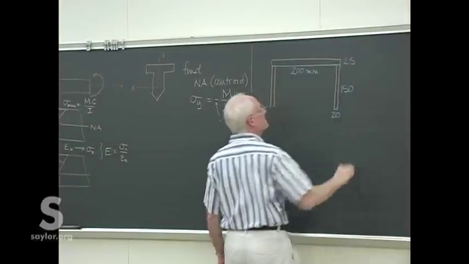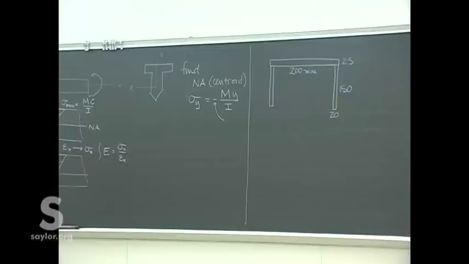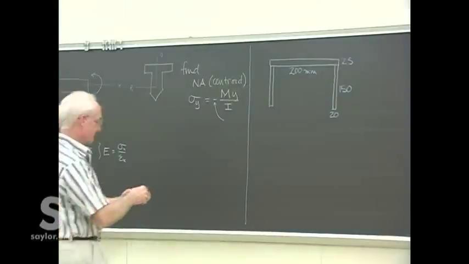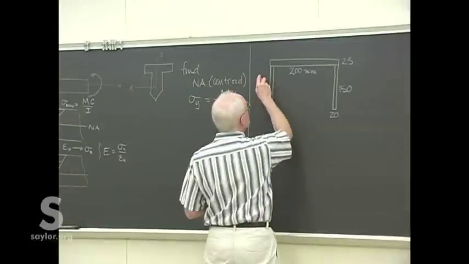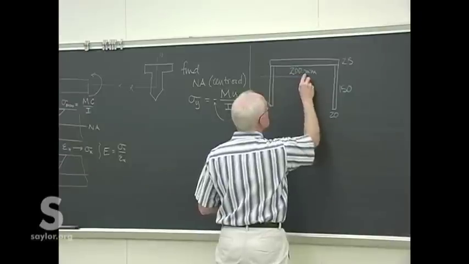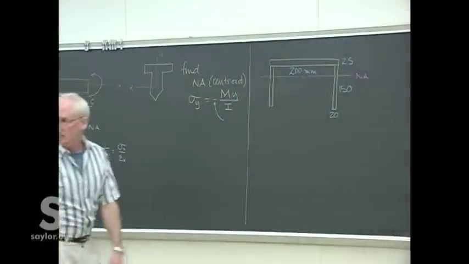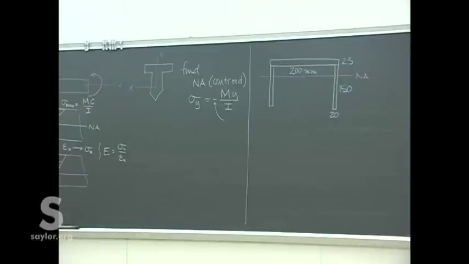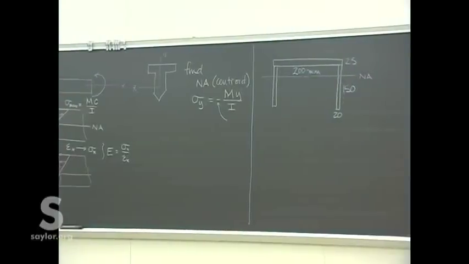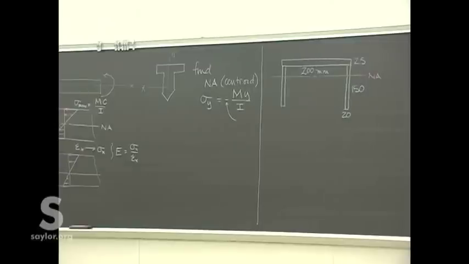And all these measurements are in millimeters, and we want to use that to find the neutral axis, which just by inspection we figure is going to be someplace around there, give or take a little bit. So when you get an answer for where the neutral axis should be, you can look at it and check to see if that's even reasonable for what you might expect.